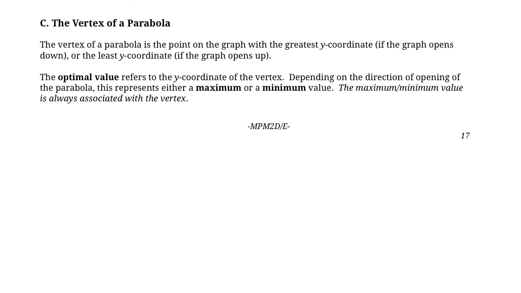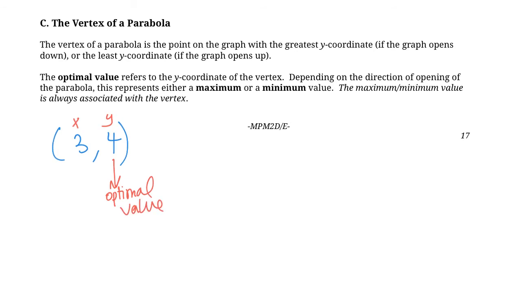So let's say I have a vertex and it's located at (3, 4), and you are asked to identify or state the optimal value. Well, the optimal value is just the y value of your vertex. So remember, in a coordinate point, the first value is an x value. The second value is a y value. So in this case, if your vertex is at (3, 4), your optimal value would be 4.